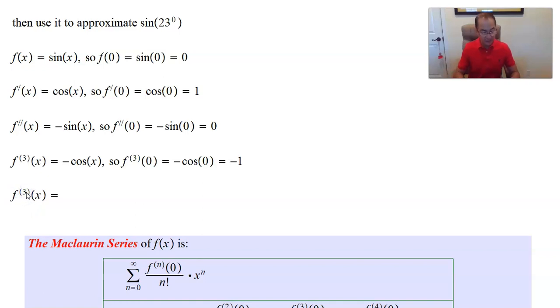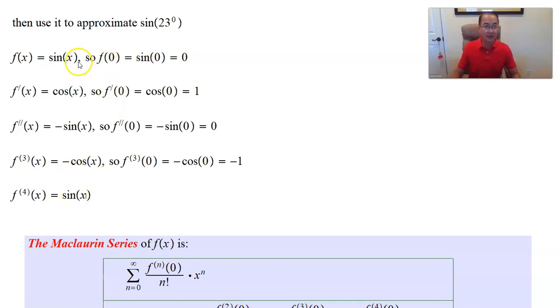Fourth derivative is minus sine times minus 1. Ooh, we're back to sine of x. I'm sure you've seen this before. Okay, we do this all the time in basic calculus. Start with sine, the derivative of sine is cosine, derivative of cosine, negative sine, derivative of negative sine, negative cosine, derivative of negative cosine, back to sine of x.